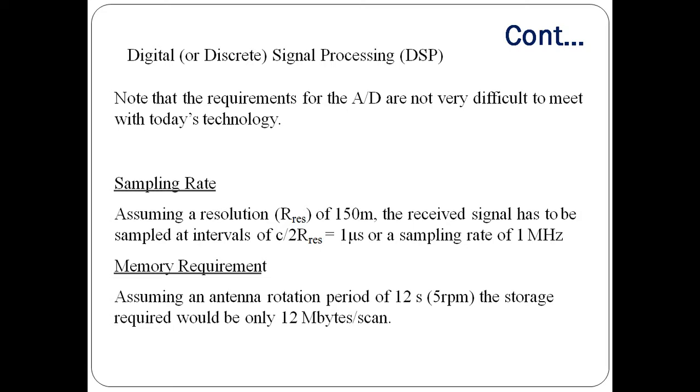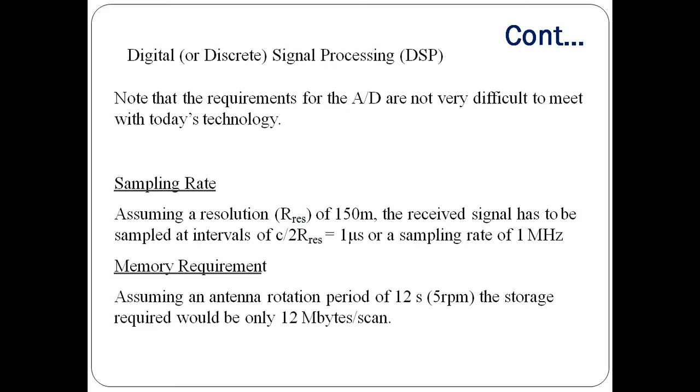If the distance between the two targets is at least c tau by 2, then only your radar can resolve those two targets as different targets. If the distance between the two targets is not at least c tau by 2, then your radar treats those two targets as part of a single target.